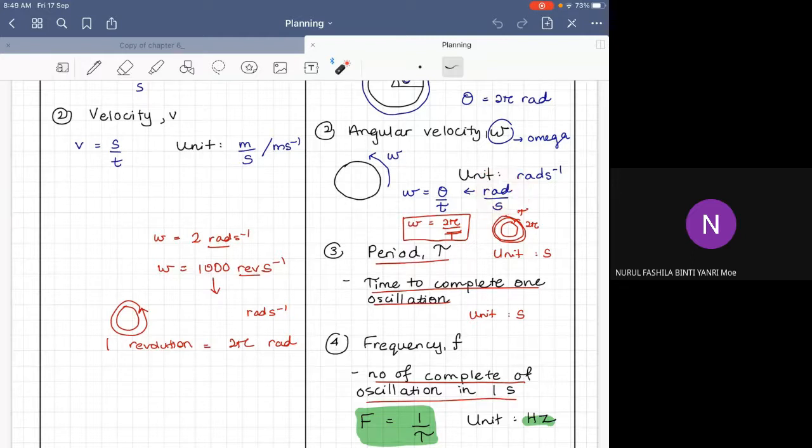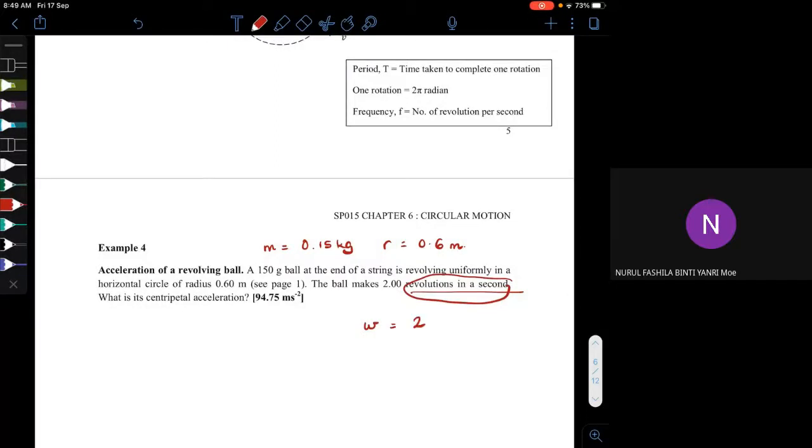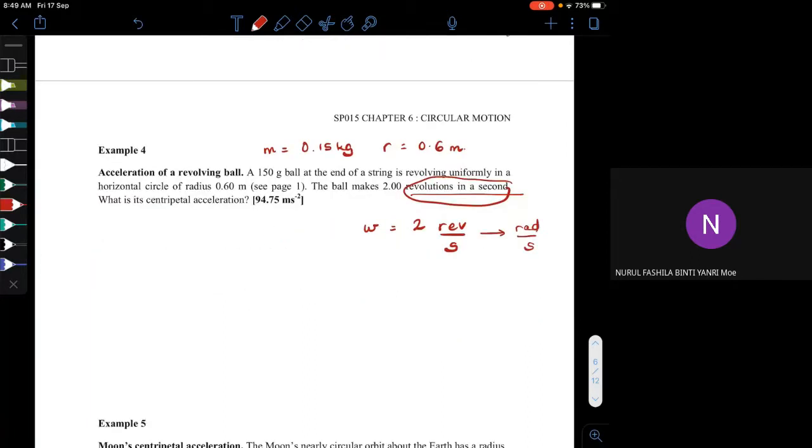Okay. So this one is omega. We have 2 revolutions per second sebenarnya ni. Revolution in a second sama dengan revolution per second. So we have to convert it to SI unit iaitu radian per second. So we know that 1 revolution, satu pusingan lengkap sama dengan 2 pi radian. Kita tak guna degree, kita guna radian.